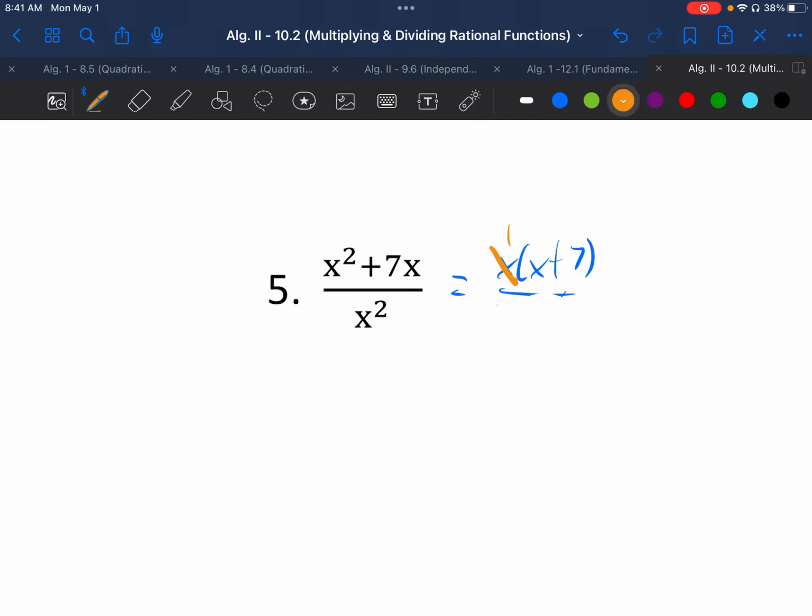Personally, what I do is I just leave it as x squared, and I just cross out that exponent and say, okay, that's going to be an exponent of 1 now. Because I had 2 of them, we divided 1 out. So we're left with x plus 7 on the top and x to the first on the bottom.